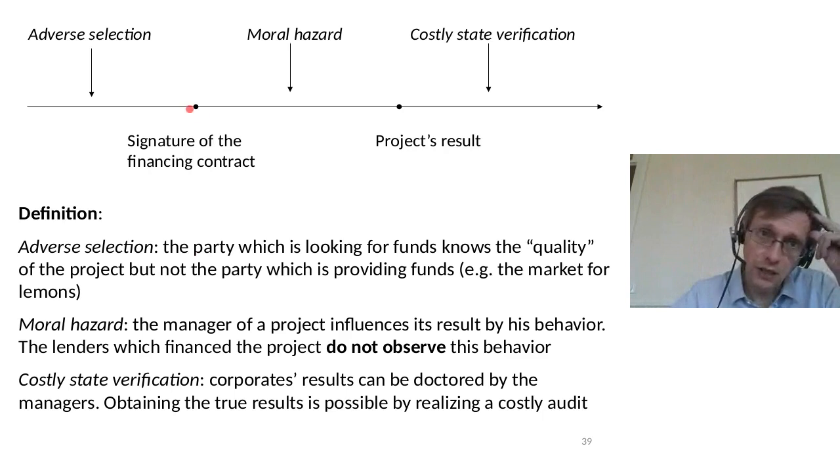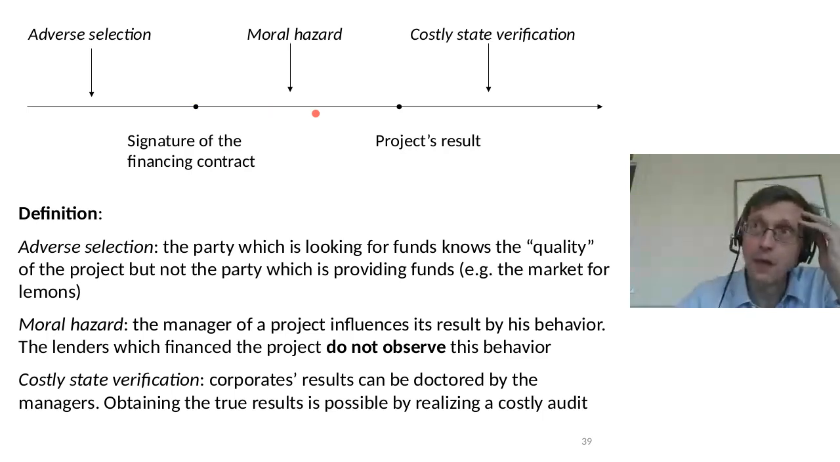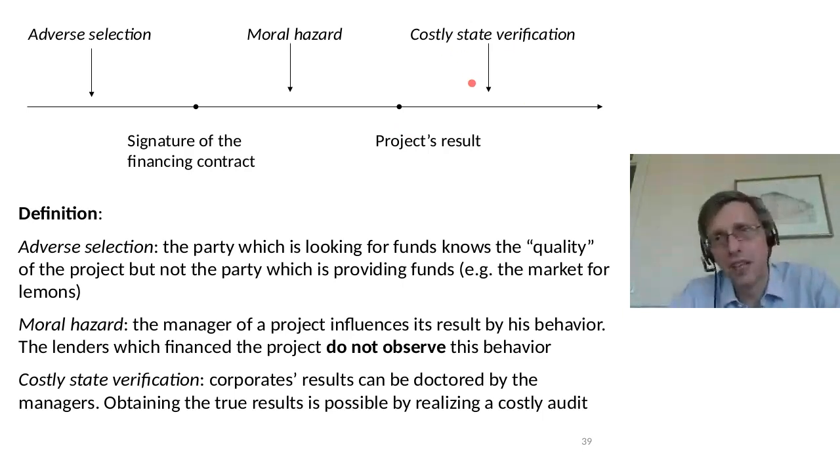Adverse selection is crucial at the time of signature of the contract. Moral hazard is crucial during the lifetime of the project, that is, once the project is financed and before the end of the project, because the behavior that you are going to take is going to affect the result of the project that you are running. And finally, the problem of costly state verification occurs at the time of the project's result.